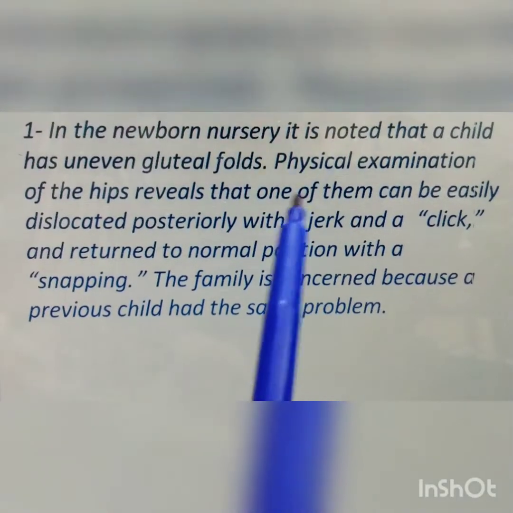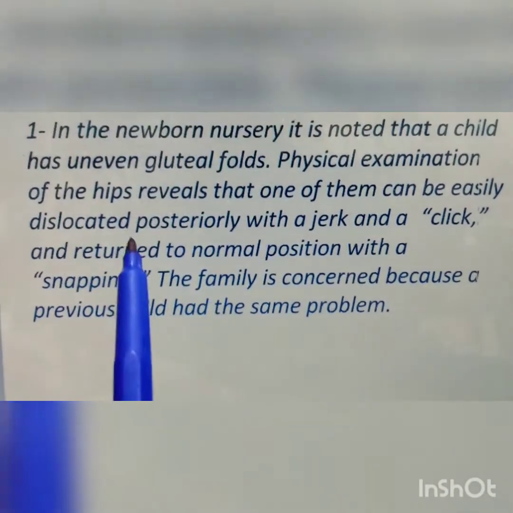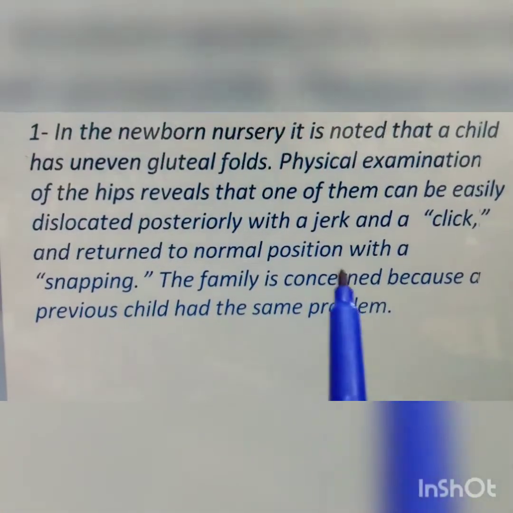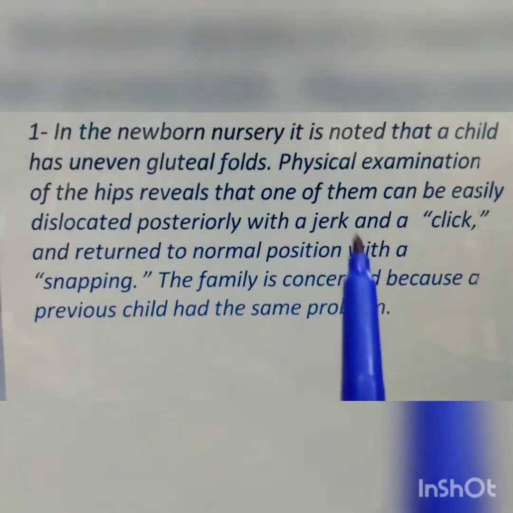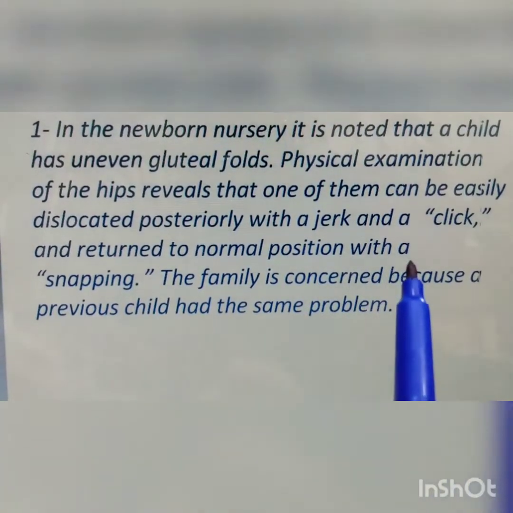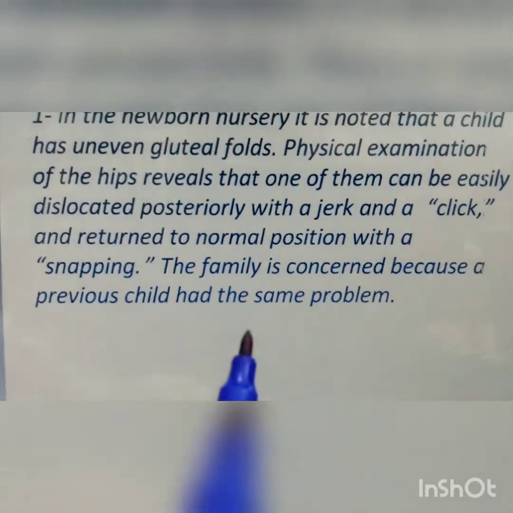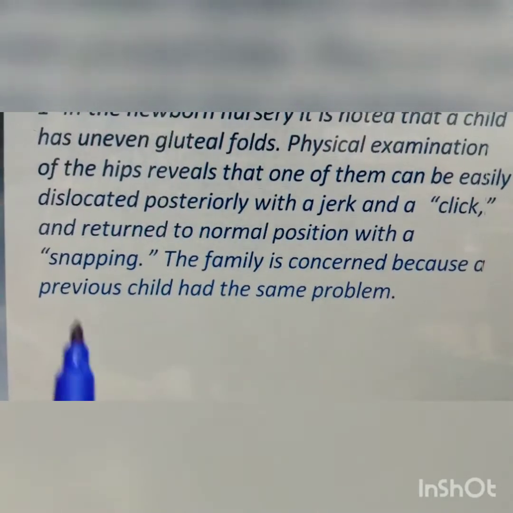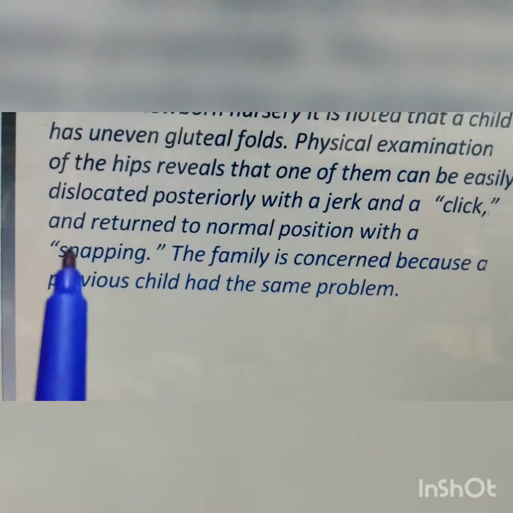And then when we examine the baby, we realize that the hip joint can be easily dislocated with a jerk and a click. What is this? This jerk and click test that we do in physical examination is known as the Barlow and Ortolani test. I will just explain this, okay? This is a very important test. It is dislocated with the sound of a click, and then it is easily returned back to the normal position with the sound of a snap.